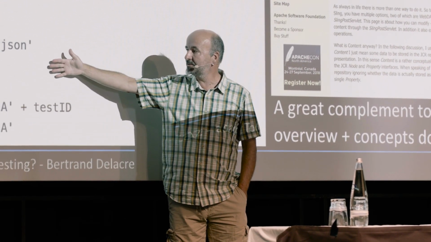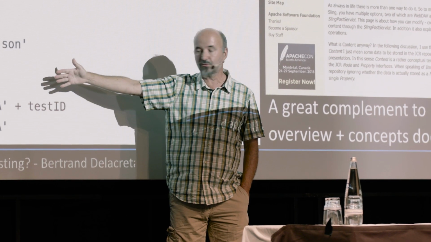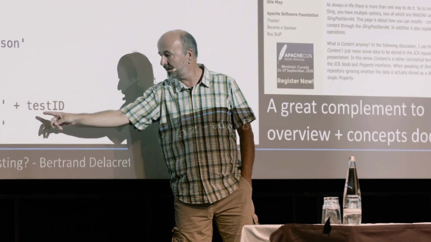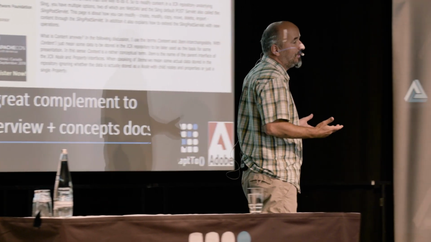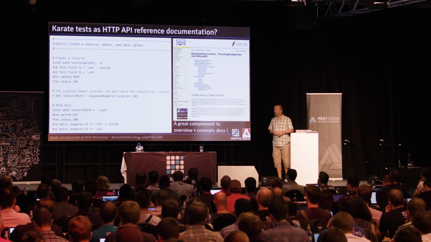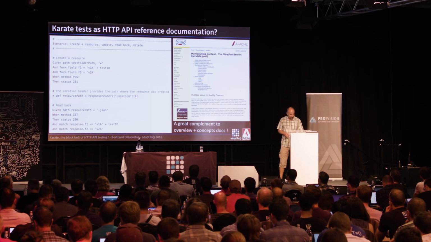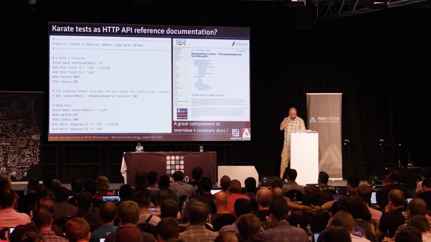Then, using this value, you do a get on the resource that you just created, and you check the values in the response using the Karate matching language. All pretty straightforward, but I think it's cool. You don't need to read tens of pages of documentation to understand how this works, and you can use this as an example to create your own tests.